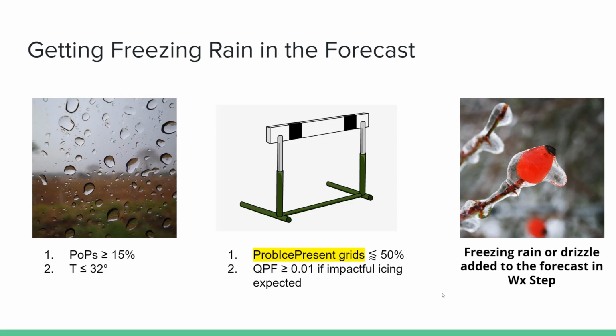Finally, to get freezing rain or freezing drizzle in the forecast when you have pops of 15% or higher and temperatures below freezing, the main hurdle to accomplishing this is using the Prob Ice Present Grid. By creating a Prob Ice Present Grid and lowering the values to 50% or lower, you will start to introduce predominantly freezing rain or freezing drizzle, which can then be chosen from at the weather step GUI. Finally, if you are expecting impactful icing, remember to have a QPF above 0.01, which will cause ForecastBuilder to populate ice grids.